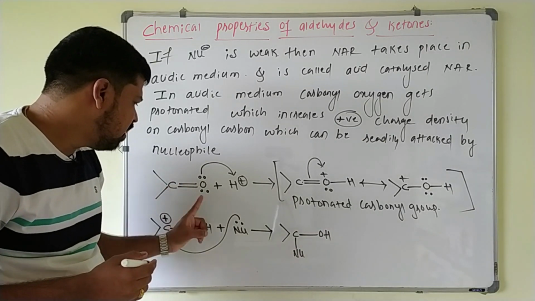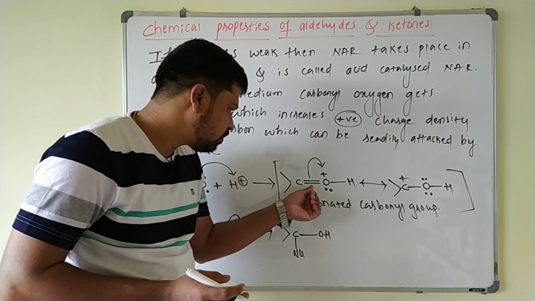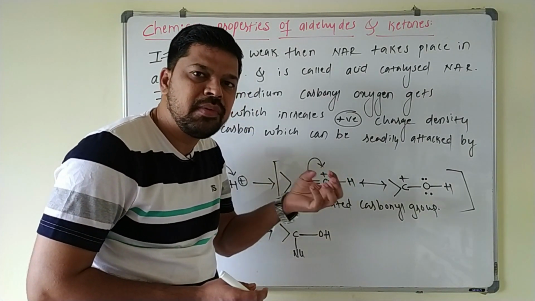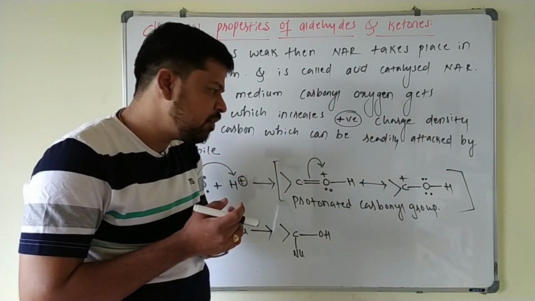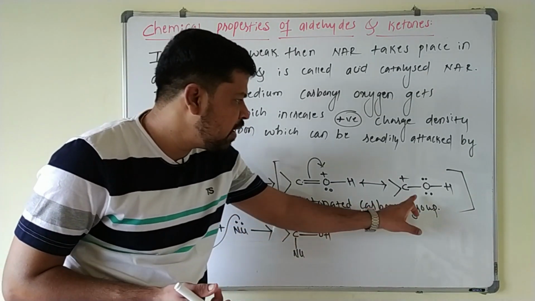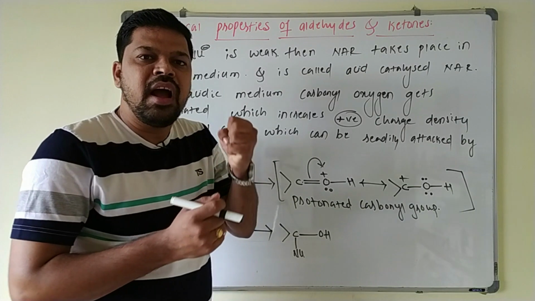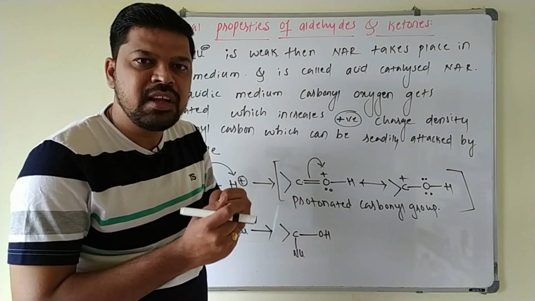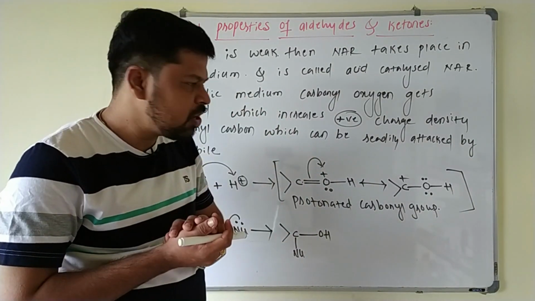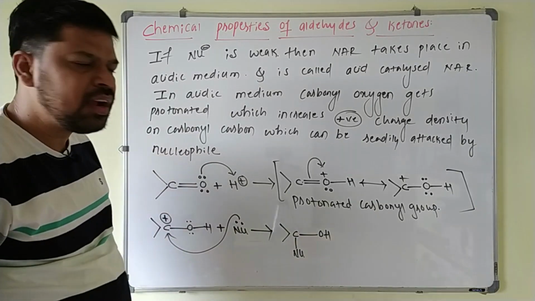In acidic medium, this carbonyl oxygen gets protonated. Then what happens here? This oxygen, which is having a positive charge, is unstable. It attracts more electron density towards itself. As a result, the positive charge density on the carbon increases. Then it will be easily attacked by the weak nucleophile also. So in order to make the attack of nucleophile very fast, either you should have the nucleophile with the complete negative charge, or you have to increase the positive charge density on the carbonyl carbon here.